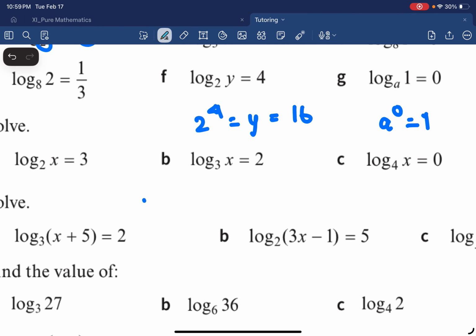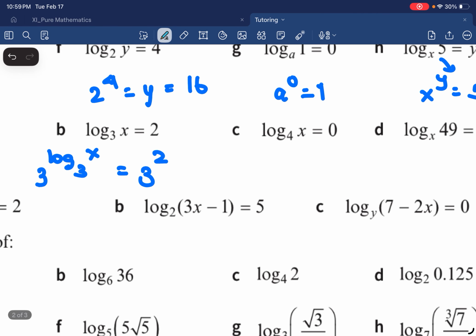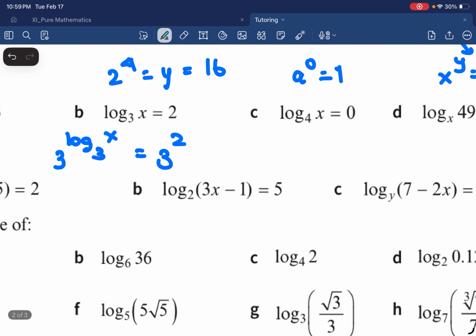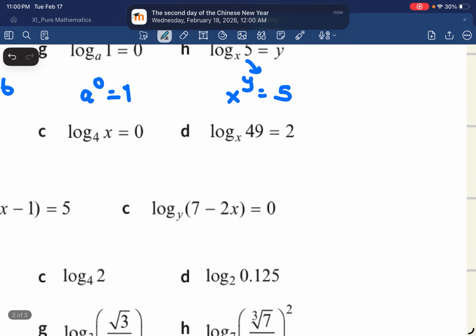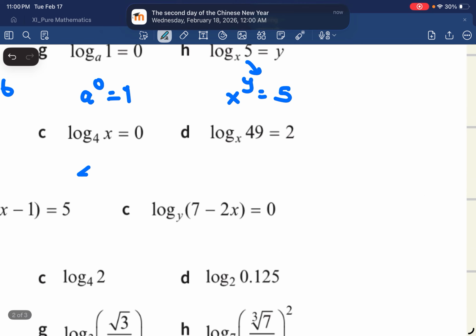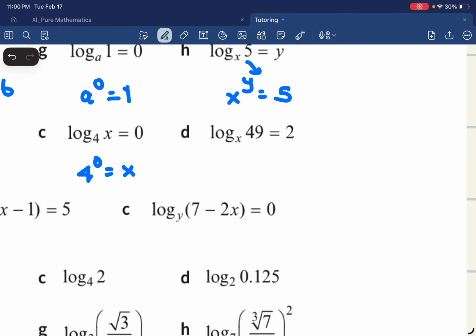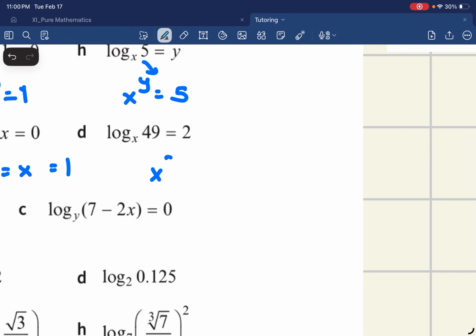You raise both sides to 3. You put the base as 3, and then to the power you put both sides, and they have to be equivalent. Basically this side you only get x, and this side you get 9. So x is equal to 9. For the next one, this is just 4 raised to the power 0, so x is equal to 1. And x squared is equal to 49, so x is equal to 7. It has to be positive 7.